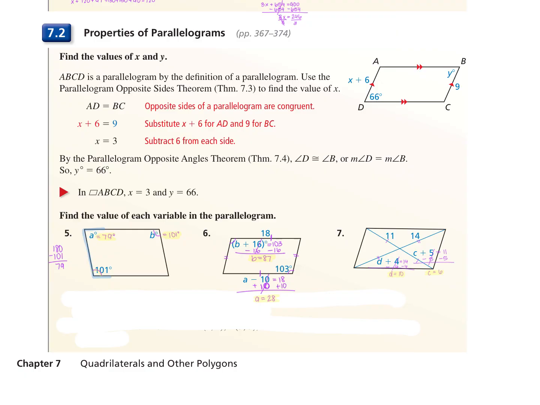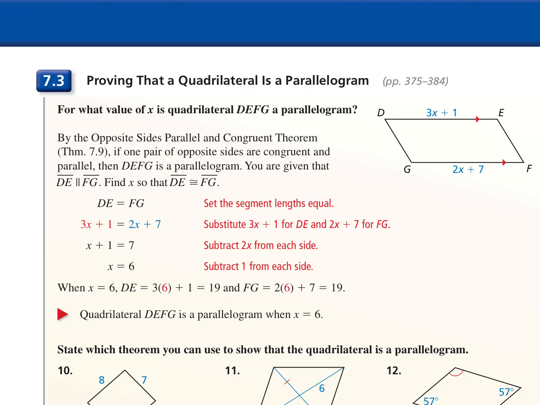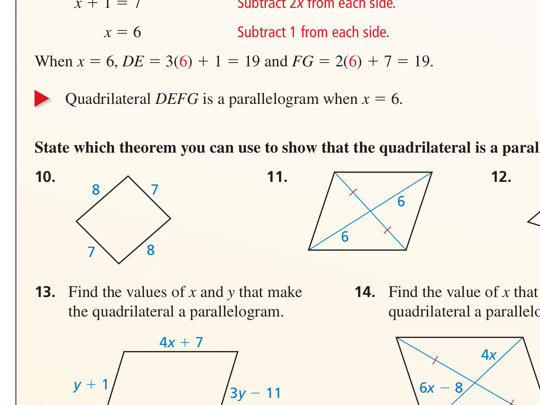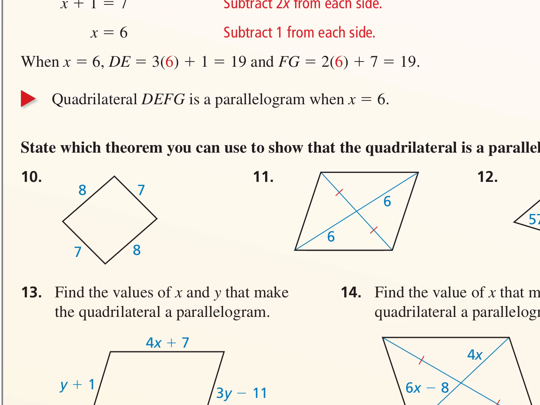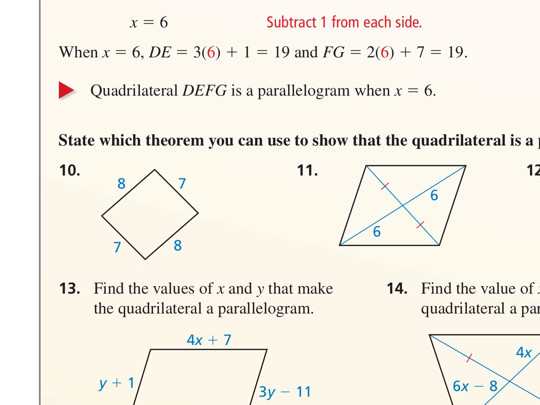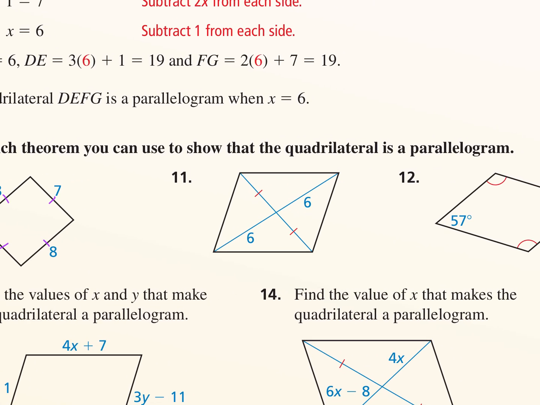All right, 7-3. Checking 7-3. It says, state which theorem you can use to show that the quadrilateral is a parallelogram. So if you're looking at the first one, what do I know? Looking at my sides. Opposite sides, parallelogram, opposite sides, converse. How do I know it's converse? Because they're telling me it is a parallelogram.